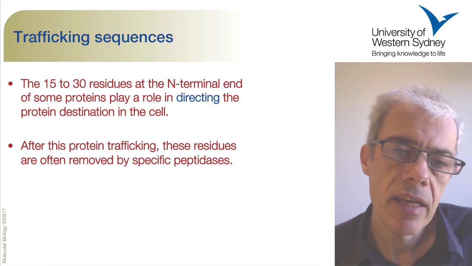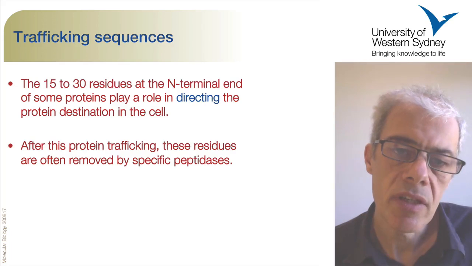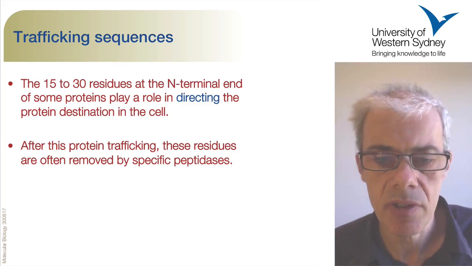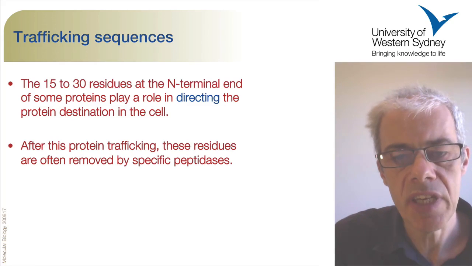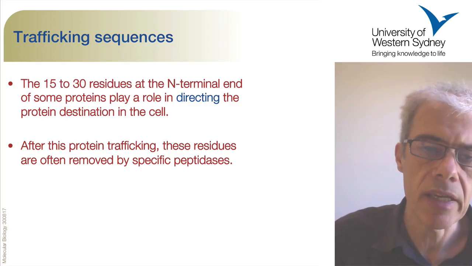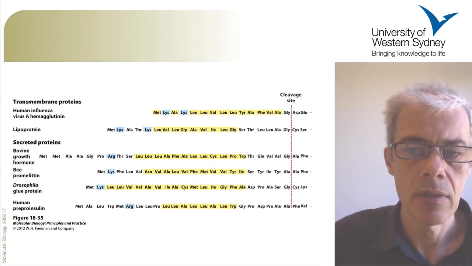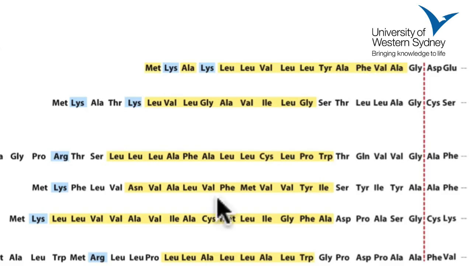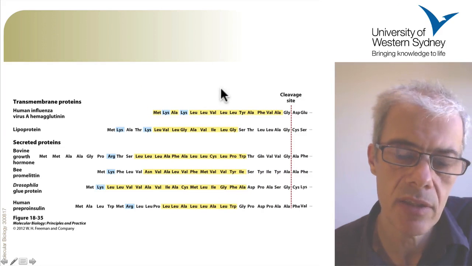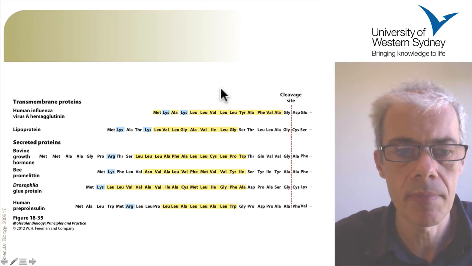Many proteins contain an N-terminal sequence which plays a role in directing that protein to its final destination. And this is again referred to as protein trafficking. And once the protein has been located, often this N-terminal residue is cleaved off. So this is just showing the N-terminal residue here, and this is the sequence that is involved in trafficking the protein. And here is a cleavage site, so later on in that protein's life, this region is cleaved off. And this is just showing some examples of proteins containing these sequences, and there are many of them.